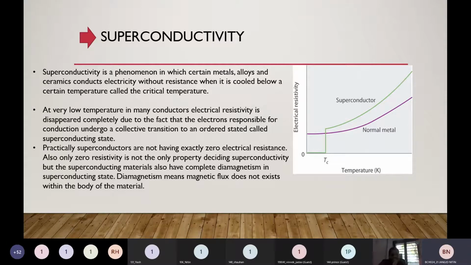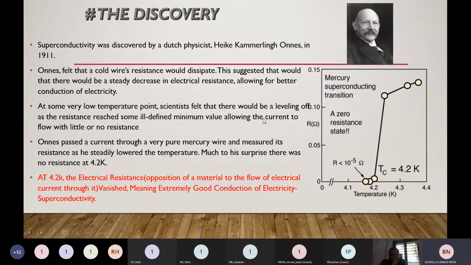So how did this superconductivity come into existence? The Dutch physicist Heike Kamerlingh Onnes discovered superconductivity in 1911. He performed an experiment using mercury as the material. When he was observing, he noticed that as he reduced the temperature of the mercury, its resistivity also decreased simultaneously.